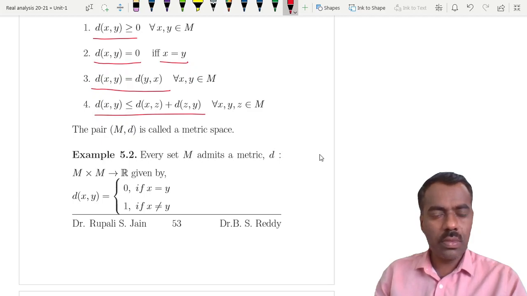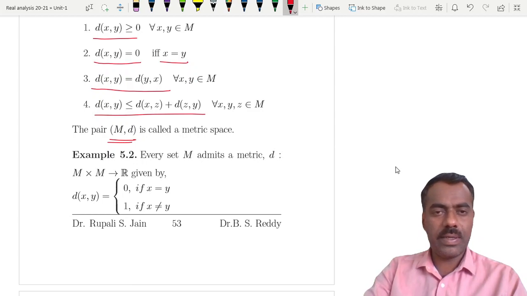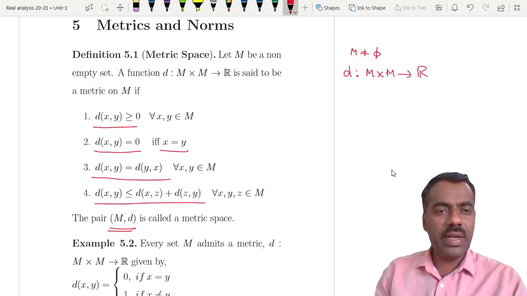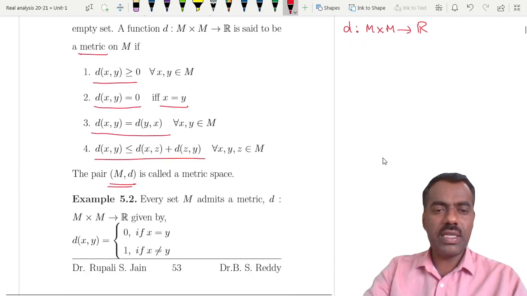Fine. And this pair M comma d is called a metric space. So that means the set together with the metric d, this d is called the metric, and this set together with this metric is called a metric space, right? So let us see one or two examples which we have already.